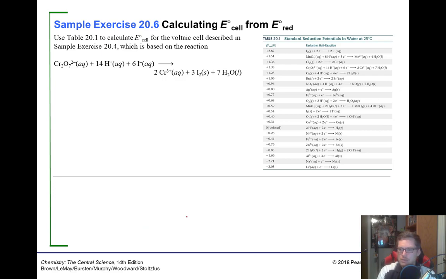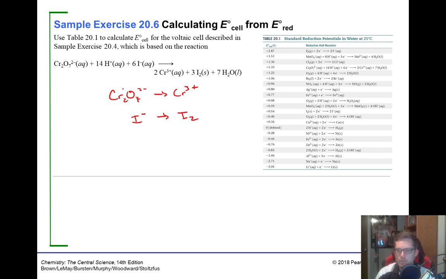This one's a little different. Now we're going to calculate E cell from the reduction potentials. What we have to do is figure out what our two half reactions are, and this is the same one we looked at in the previous video, so that's handy. We have Cr2O7 2- going to Cr3+. That's one half reaction. The other half reaction is I- going to I2. We've got to figure out which one's being reduced and which one's being oxidized.